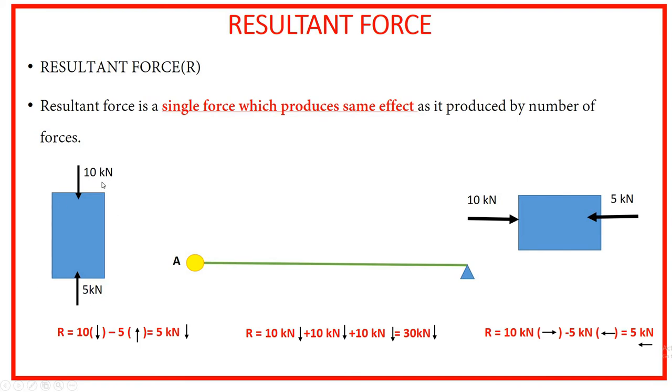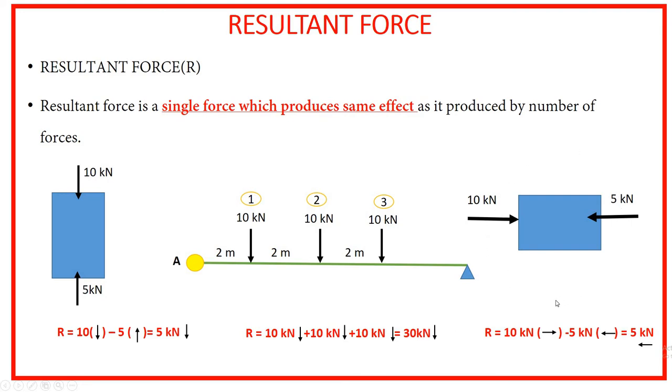You can consider this example. Here the downward force is 10, the upward force is 5, and what is the resultant? 5 kilonewton, acting in the downward direction, right? Now consider the second case. In this case of a beam, this force is say 10 kilonewton, another one is 10 and another one is also 10, and what is the resultant? 10 plus 10 plus 10, and it is 30 kilonewton in the downward direction.